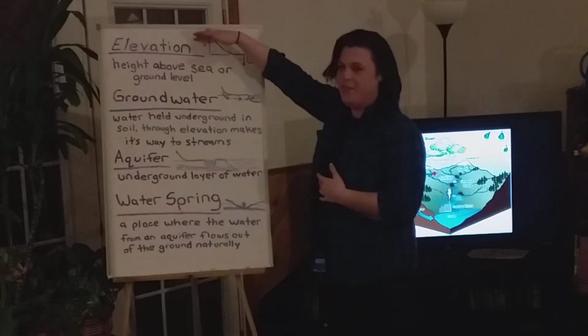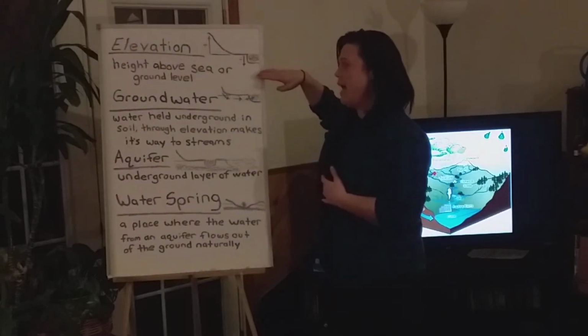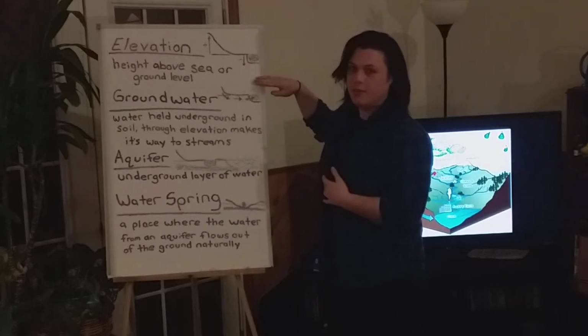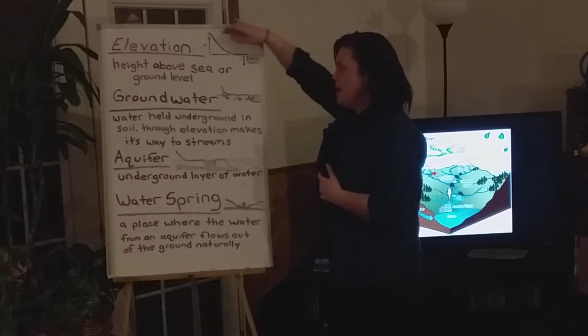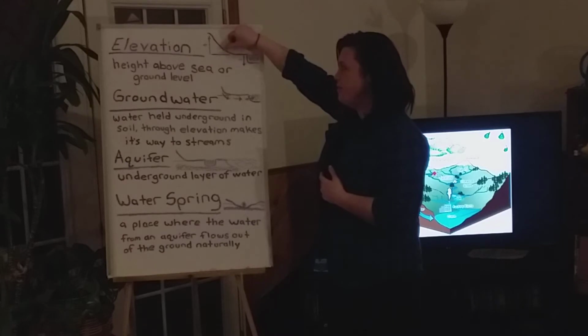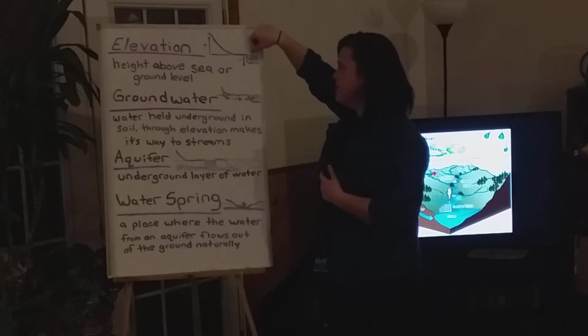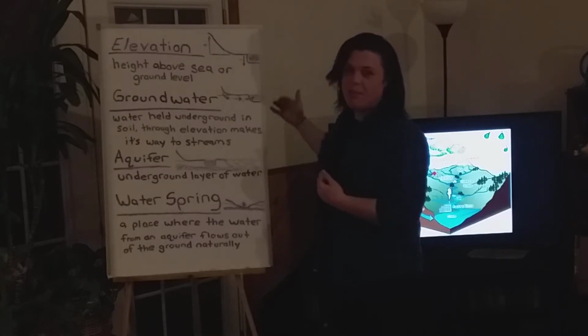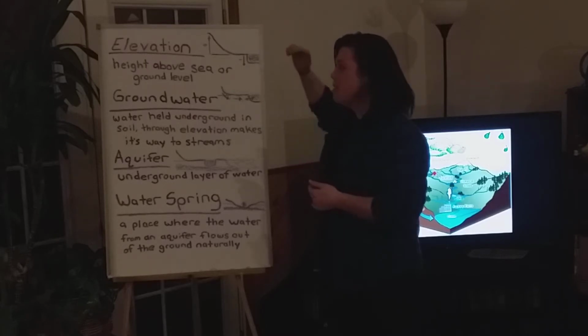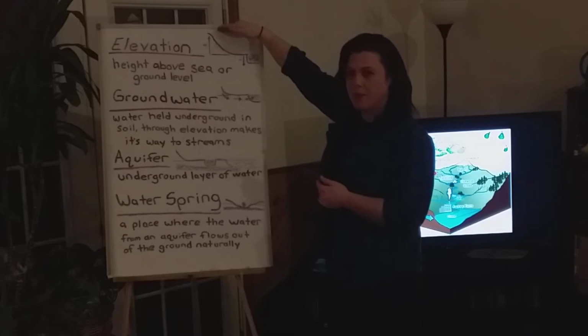First, you have elevation. Elevation is the height above sea or ground level. In my picture, you can see this line here and this line here. This is your ground level line. This is your sea level line. They're at the same point in elevation. It's an imaginary line. We talk about elevation in terms of how high is the ground.